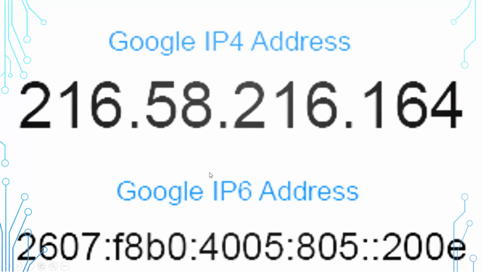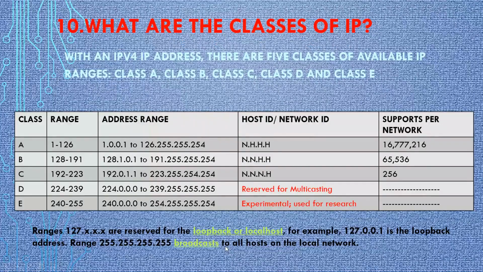These two are IP addresses. This one is the IP version 4 IP address of Google. This is the Google IP address. Both of them are Google IP addresses. This is represented in IP version 4, and this is represented in IP version 6. I think it's pretty easy, pretty clear.